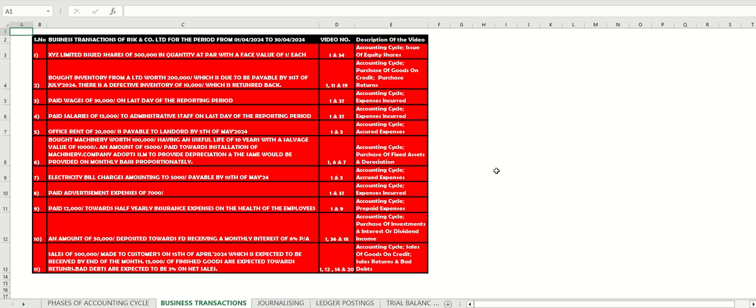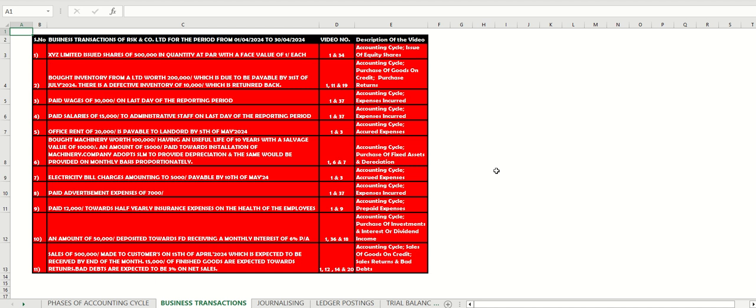Now let's move to the sixth business transaction, which is bought machinery worth 1 lakh having a useful life of 10 years with a salvage value of 10,000. In the same way, an amount of 15,000 paid towards installation of machinery. Company adopts SLM, straight line method, to provide depreciation, and the same would be provided on monthly basis proportionately.